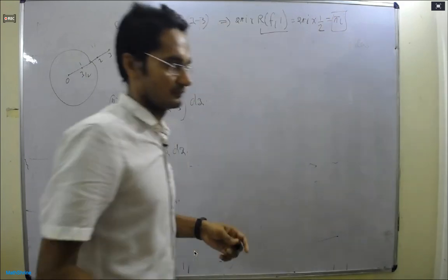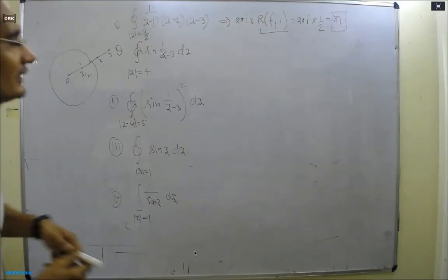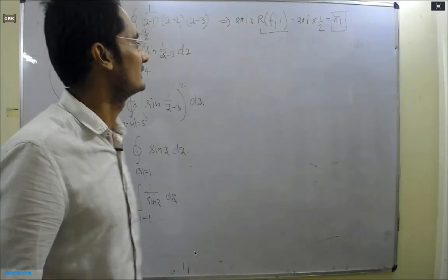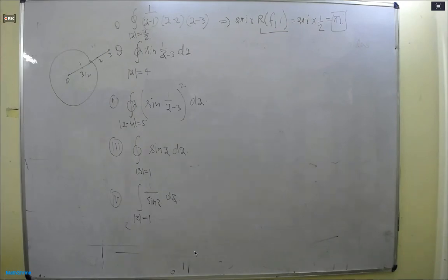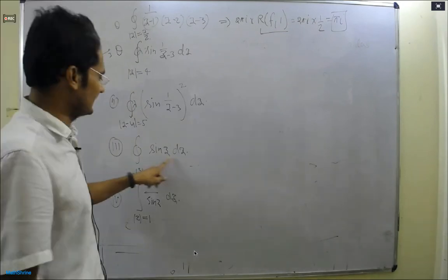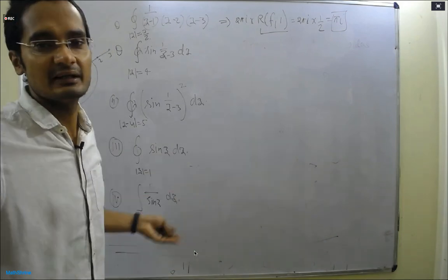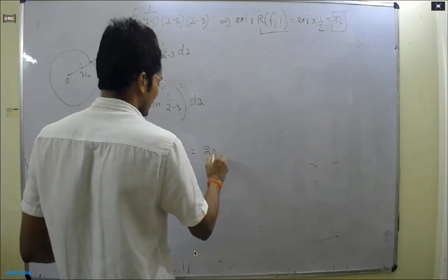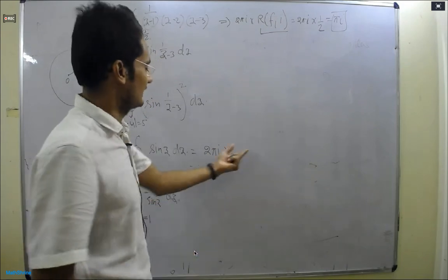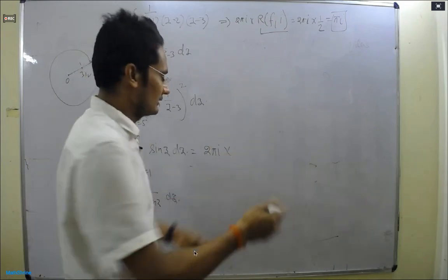If you see the integral of sin z dz, this function does not have any singularity. So the answer will be 2 pi iota into the amount of residue, and the amount of residue is 0, so the answer will be 0. If the function has no singularity, then definitely this will be 0.